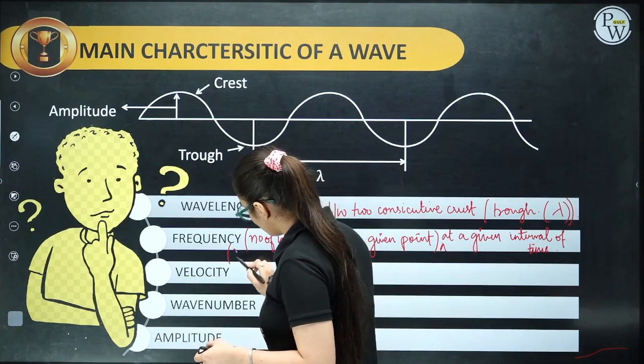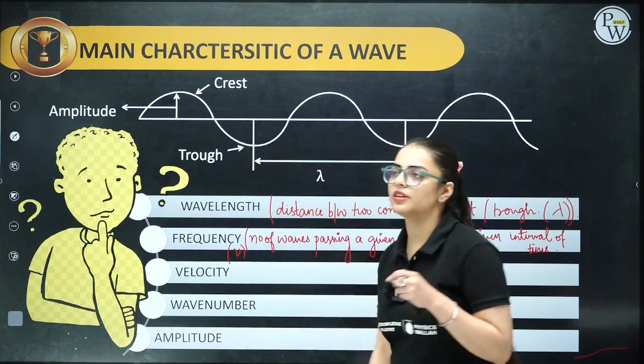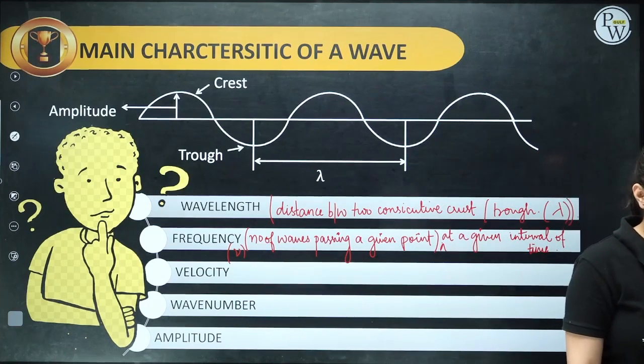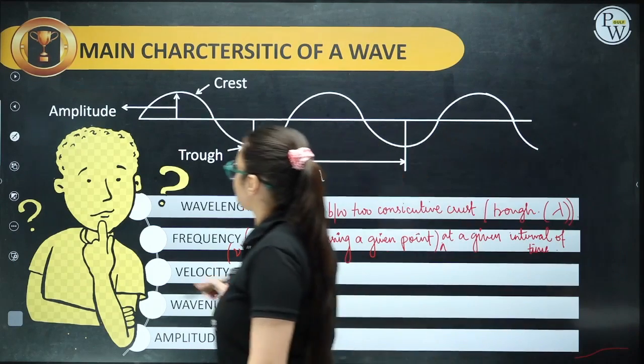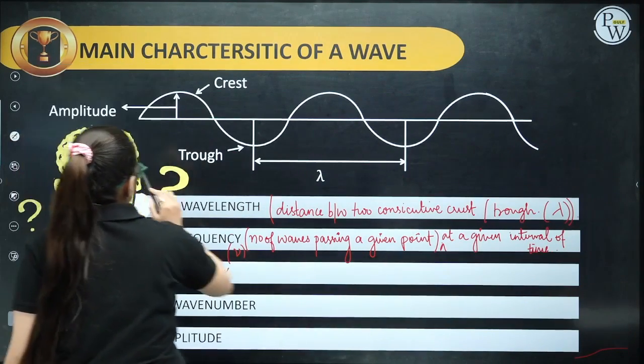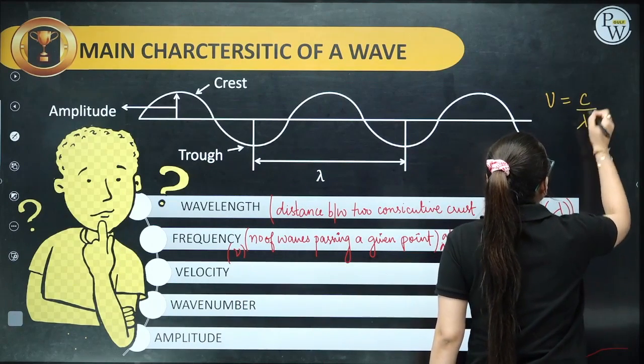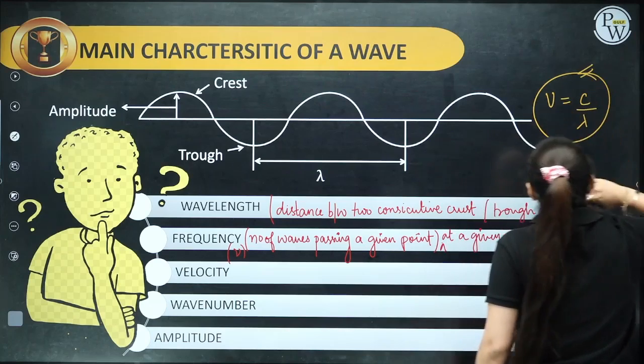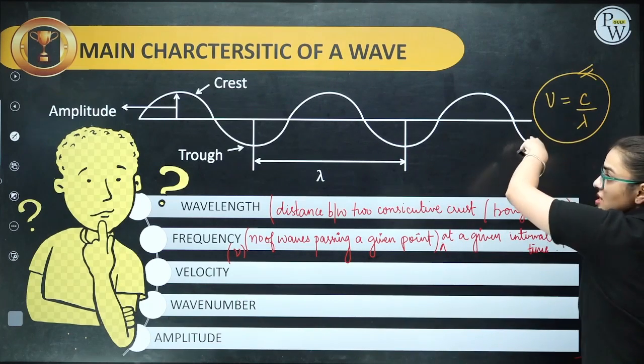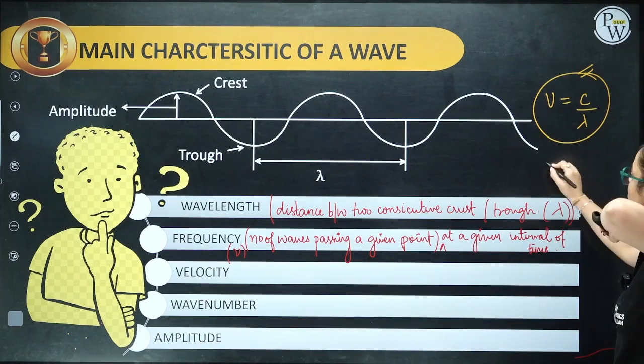Frequency is represented like this. Right, everyone? Now comes your velocity. Also write it down. V is equal to C by lambda. This is the relationship between frequency and wavelength. If wavelength increases, frequency is going to decrease. C is the speed of light.